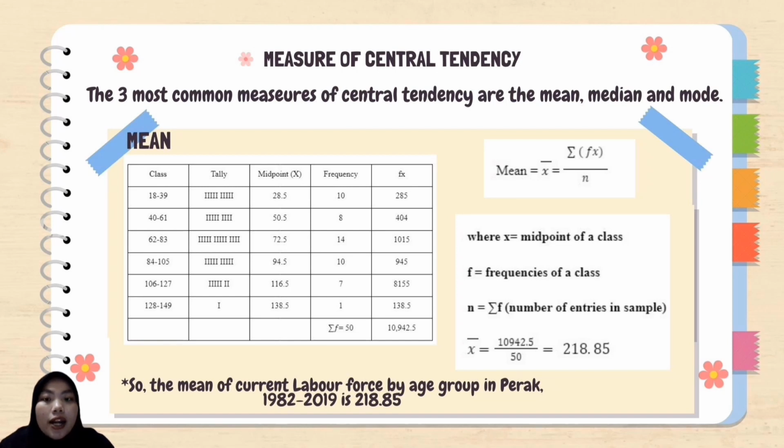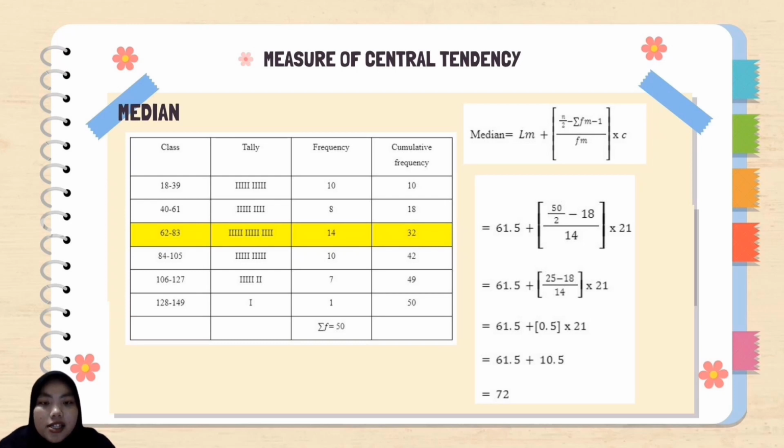So the mean of the current labor force by age group in Perak from 1982 until 2019 is 218.85. Next is median. Median is the value in the middle of the data. The table that we should have is class, frequency, and cumulative frequency, calculated using a frequency distribution table. So this is the formula for median. The last calculation that we get is 61.5 plus 10.5. So the answer that we get is 72.